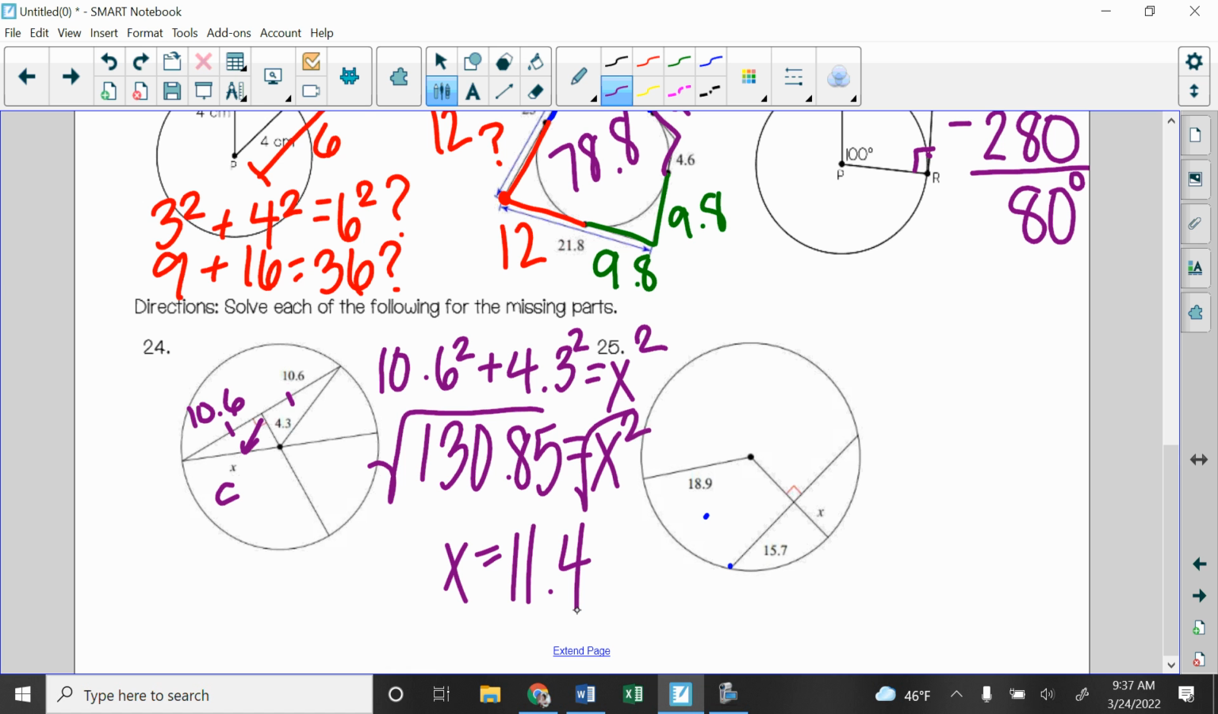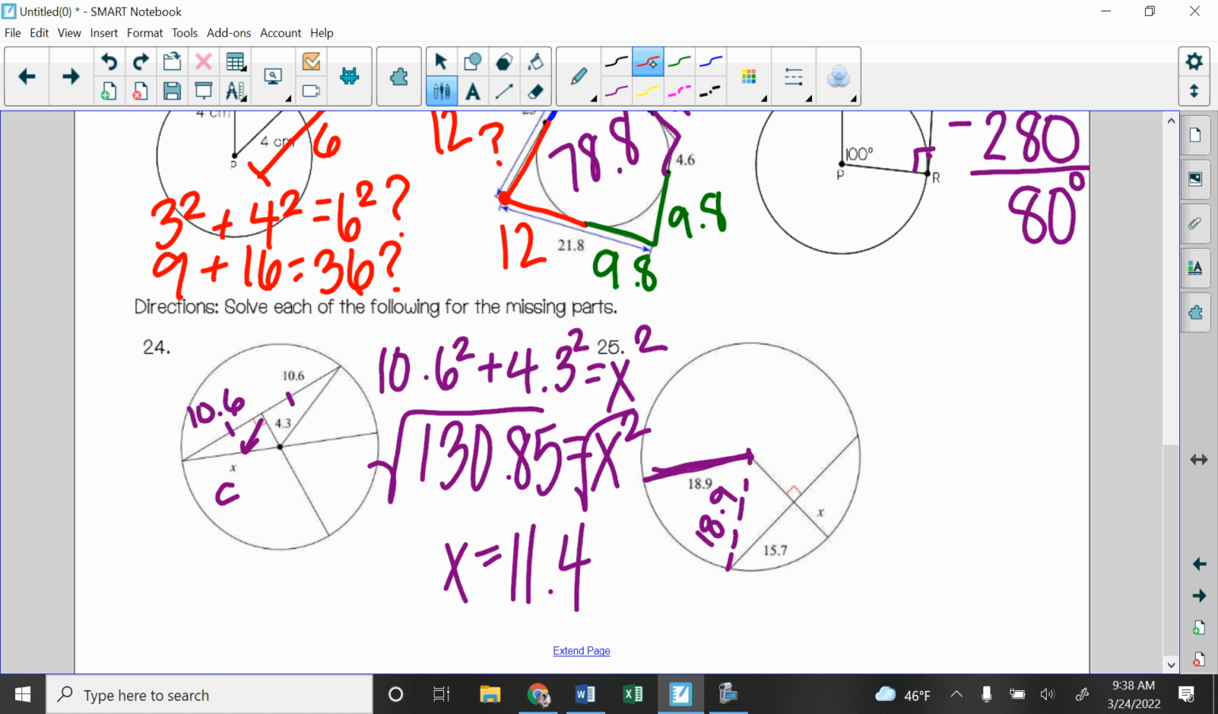Anybody? Okay. 25 was worth 3 points. There's a lot going on here. The goal of these is to have a right triangle so that you can do the Pythagorean theorem. Right here, this is a radius, and you can draw a radius in anywhere. They're always going to be the same length. So if I come over here and draw in a radius, can you see how it would also be 18.9 long?